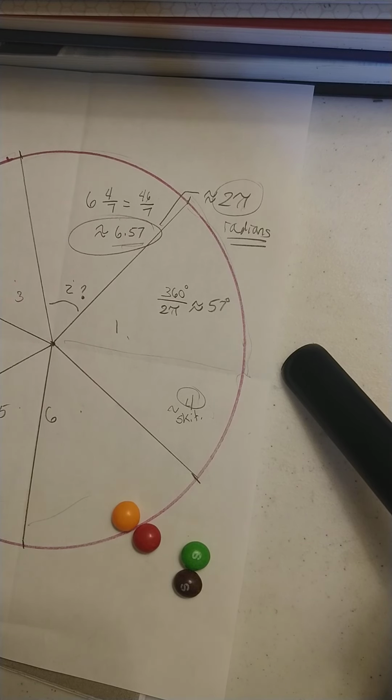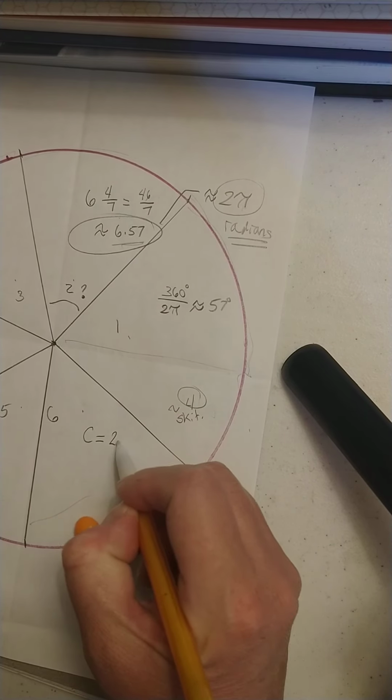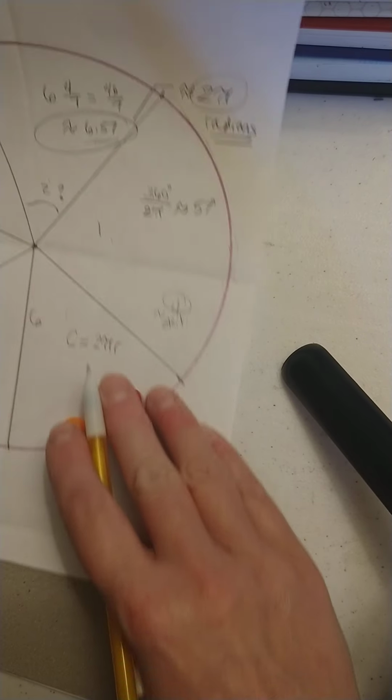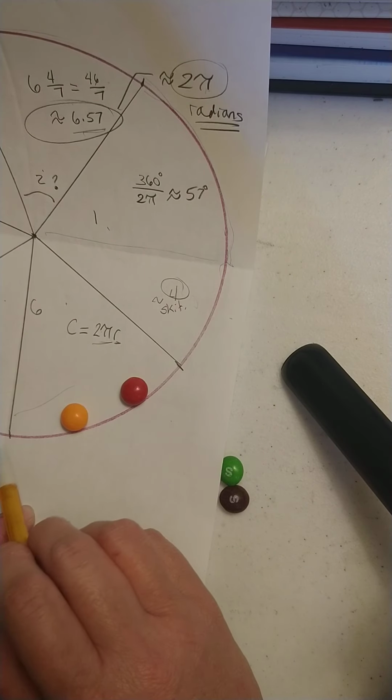Consider the distance around a circle. We call this the circumference. And remember, the circumference is 2 pi r. Okay, so when we're looking at that, it's 2 pi times whatever the radius is.